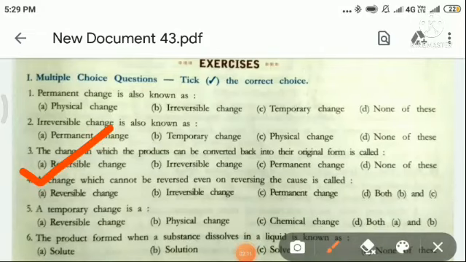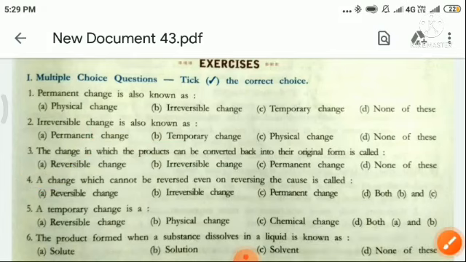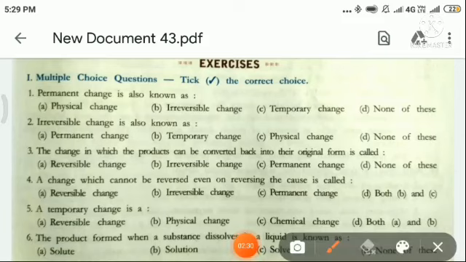A change which cannot be reversed even on reversing the cause. Suppose we are heating a substance. If from heating we get a new product, and even after we stop heating or start cooling it we cannot get back the original product, then such a change is known as irreversible change or permanent change. So in question number 4, both B and C are correct. They are irreversible change or permanent change.